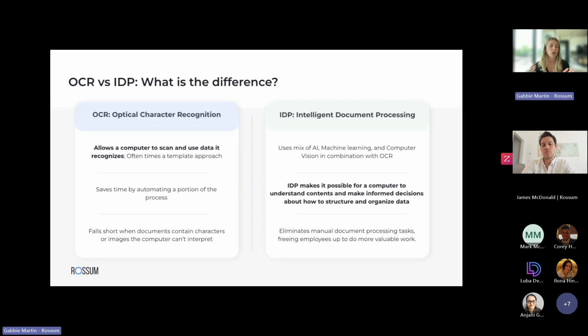Versus IDP, or intelligent document processing, which I just showed you an example of, which uses a mix of AI, machine learning, and OCR. This makes it possible for the software to understand what it's reading and make informed decisions about how to structure and organize the data and actually learn over time and improve.